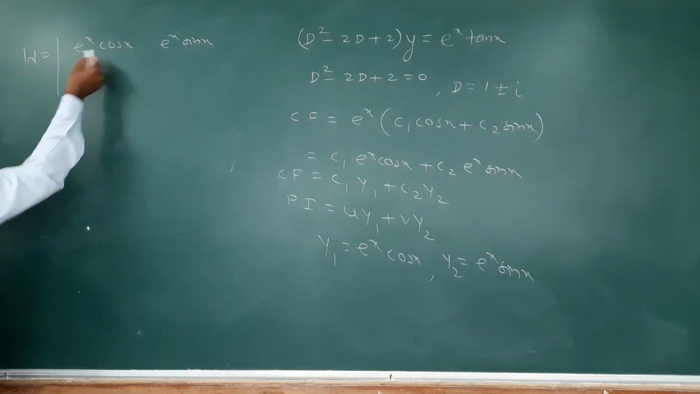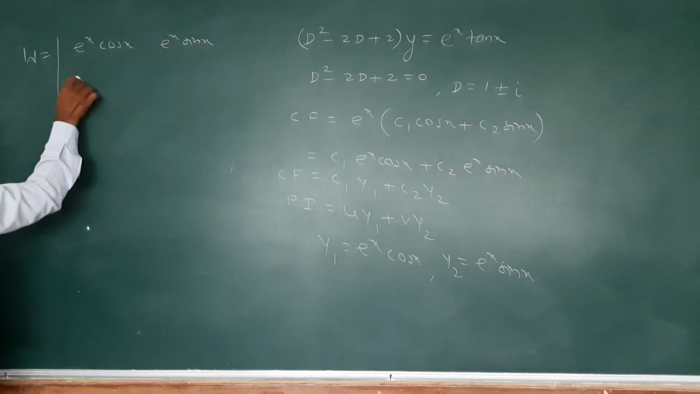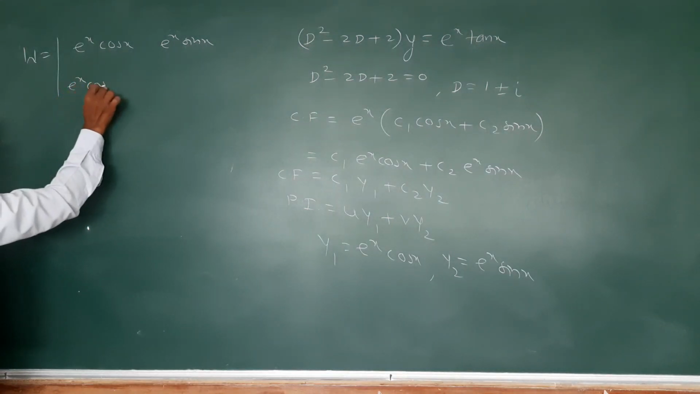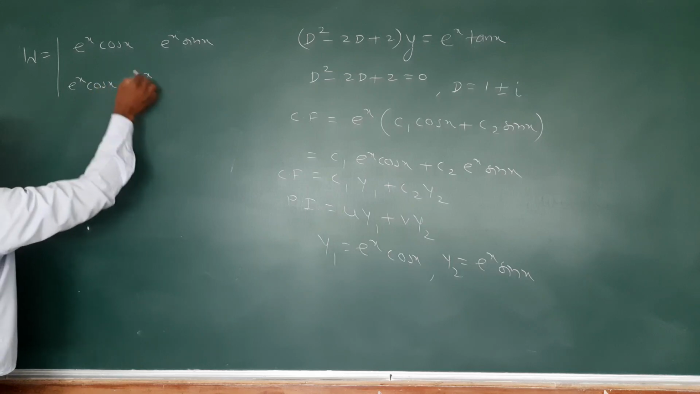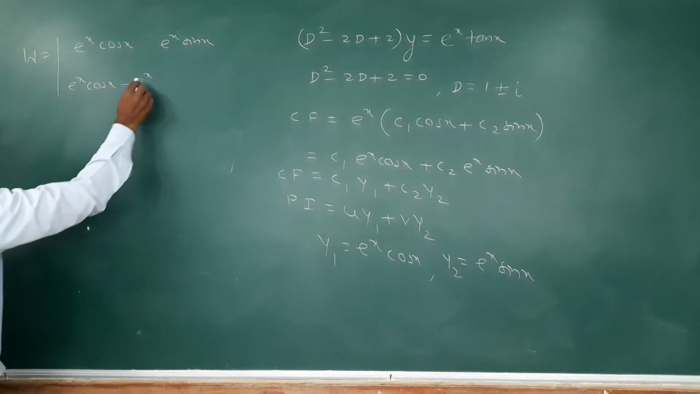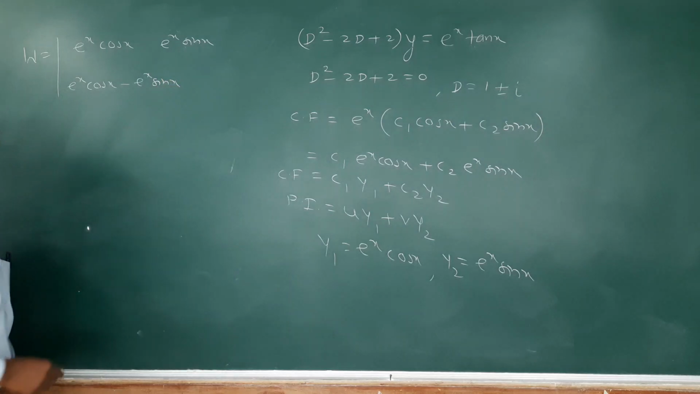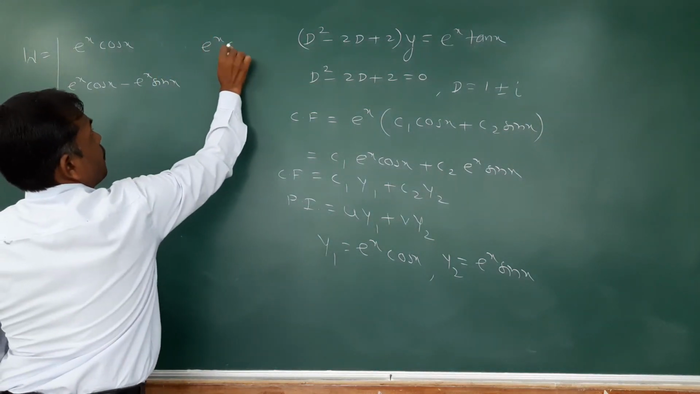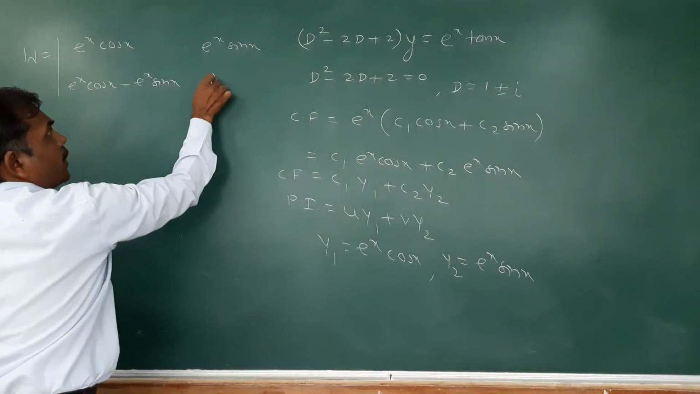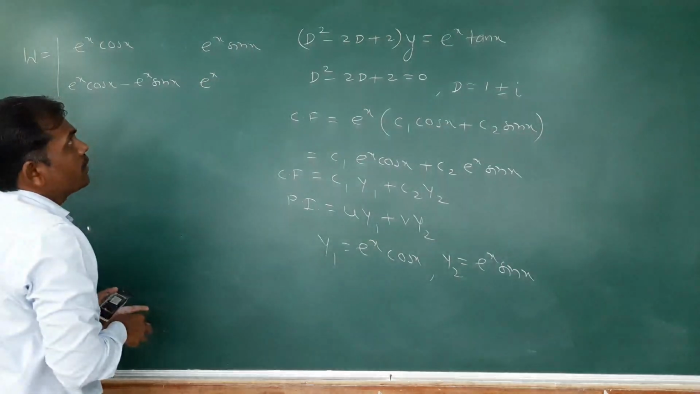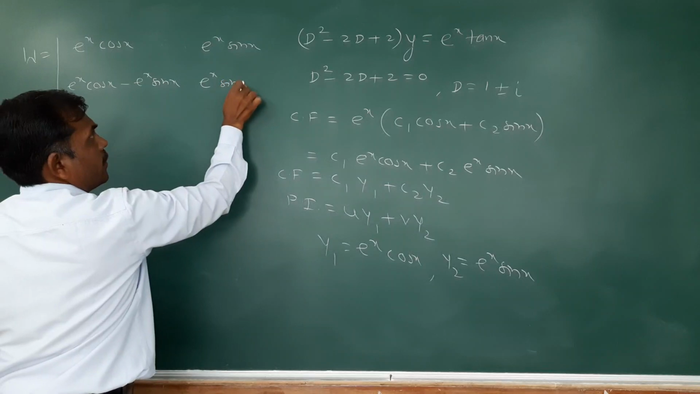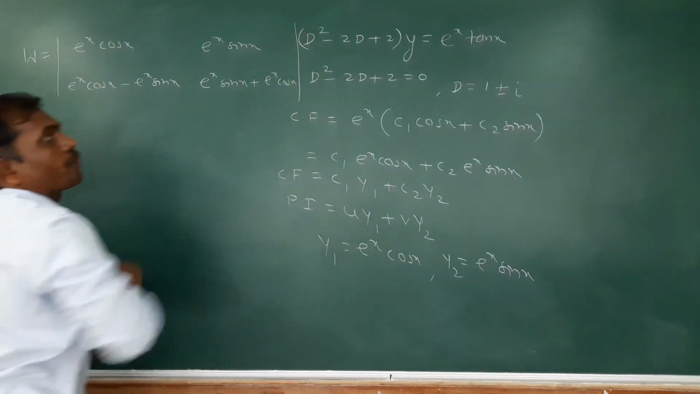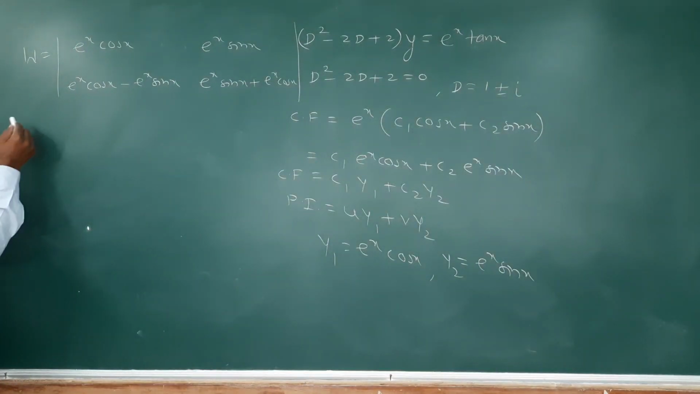Here, u into the derivative. The derivative of e raised to x is e raised to x, cos x as it is, minus e raised to x as it is, the derivative of cos x is minus sin x. Now do it for this one, e raised to x sin x. The derivative of e raised to x is e raised to x into sin x as it is, plus e raised to x into cos x.